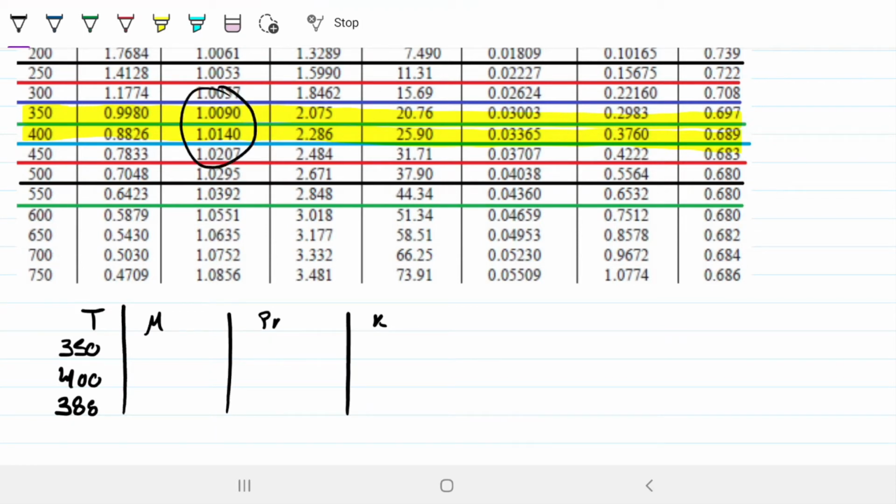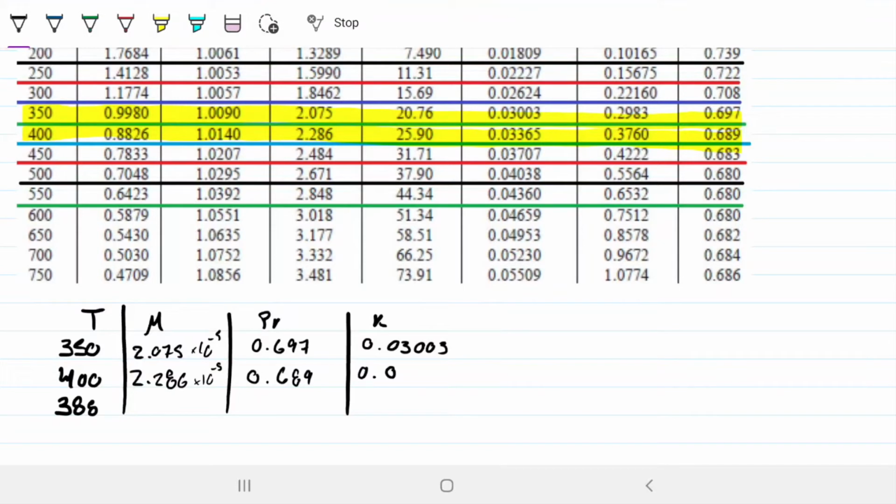So at this point, I'm just writing down the values that I do have. So this is the specific heat. I'm looking for the dynamic viscosity. So that's just 2.075, and this is 2.286. These are both times 10 to the minus 5. Prandtl is 0.697 and 0.689, and my conductivity is 0.03365, and then now I can do the interpolation.